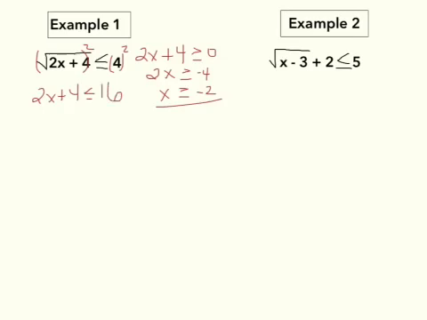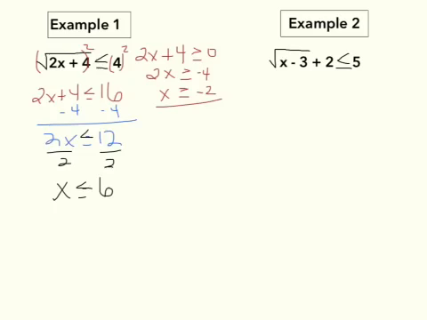Then I just solve for x. So subtract 4 from both sides. 2x equals 12. Then I'm going to divide by 2. X equals 6. Oh, I'm sorry, less than or equal to. Don't forget, like I just did, keep your inequality sign the whole way down. And since I didn't divide by a negative number, I'm not flipping the sign.